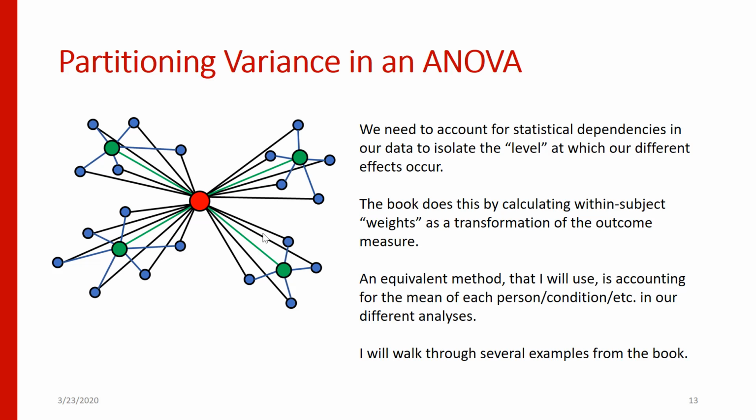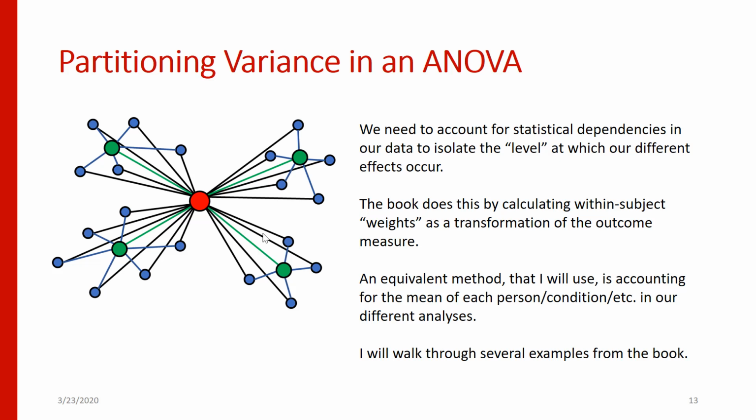Now that is a perfectly valid way of doing this calculation, and it will give you the appropriate sums of squared error tables. But I think an equivalent method that I prefer, because I think it is more understandable and more straightforward, is actually accounting for the mean of each person or each condition or each person in each condition, depending on your design. And it makes our formulas a little bit different, but in the videos that I'm going to use, I will show you how to do those calculations using those formulas. And we'll do an example with a nested design, and we'll do an example with a cross design, and I will walk you through those examples from the textbook.